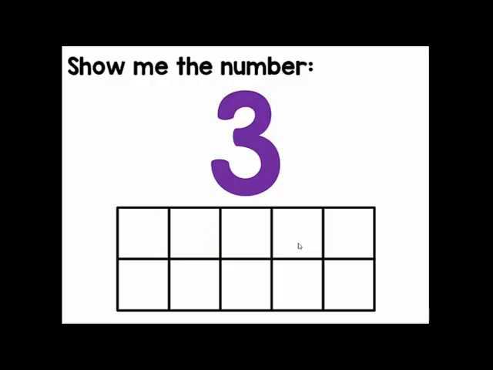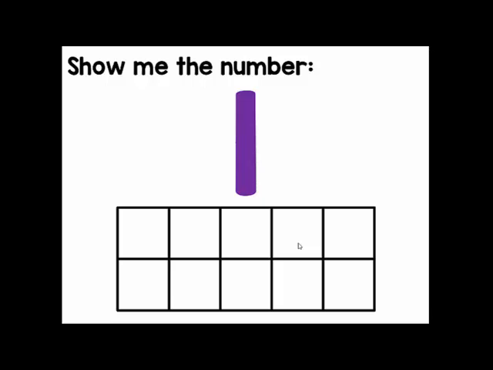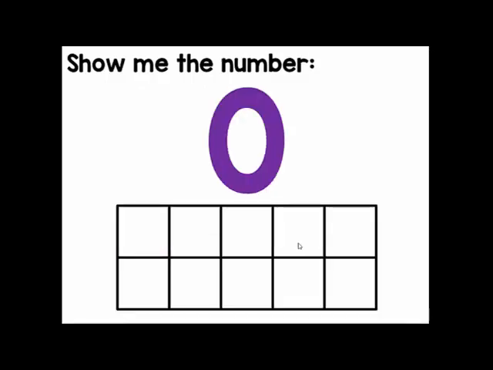Let's show number 3. How many counters will we need to put? 1, 2, 3. Let's show number 5. 1, 2, 3, 4, 5. How do we show number 1? We put 1 counter. How many counters do we need to put to show 0? We don't put any counters because 0 shows nothing.